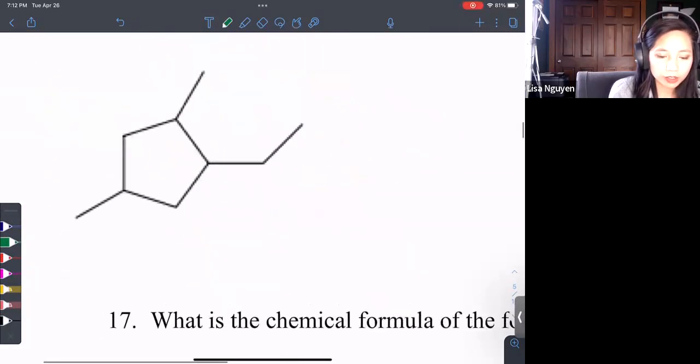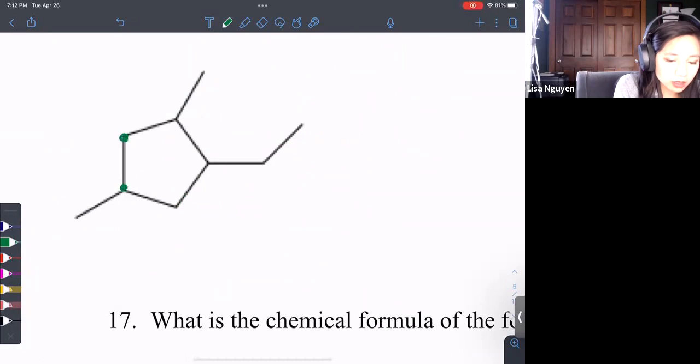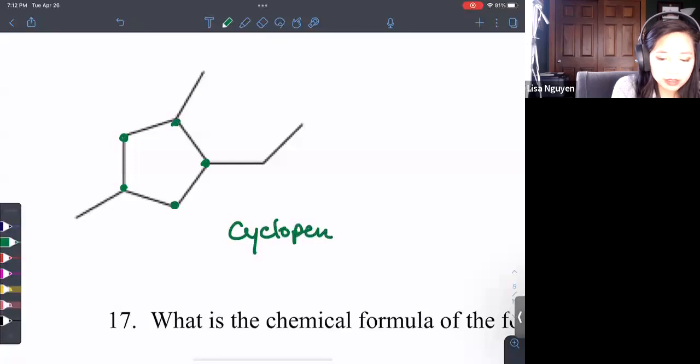All right. One more. Ooh, yay, another cyclical one. Okay. So hopefully you see there's the parent, it's the ring. So this is cyclopentane again. Okay, cyclopentane, yay. Pentane, because there's 5 carbons. Now we just name the substituents.